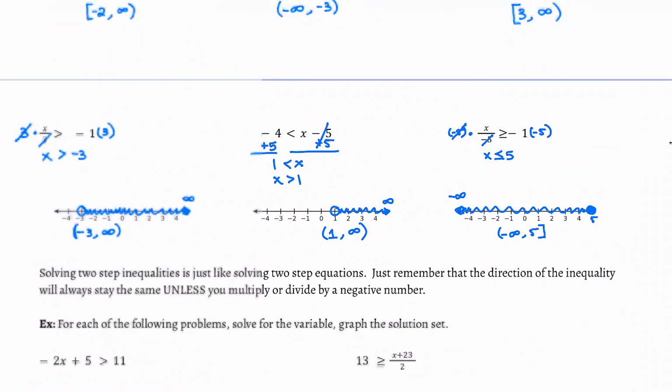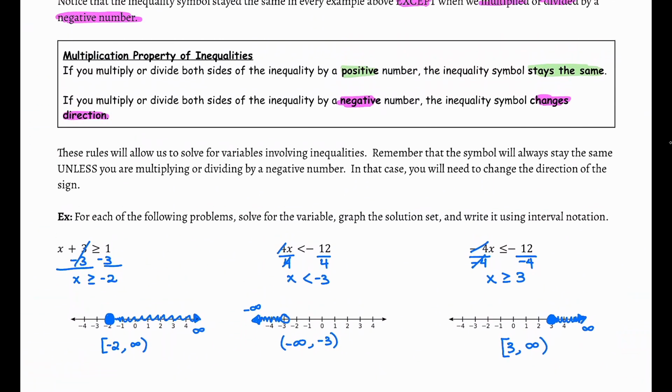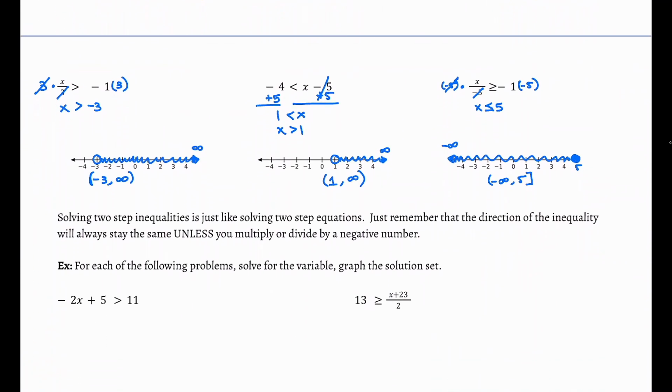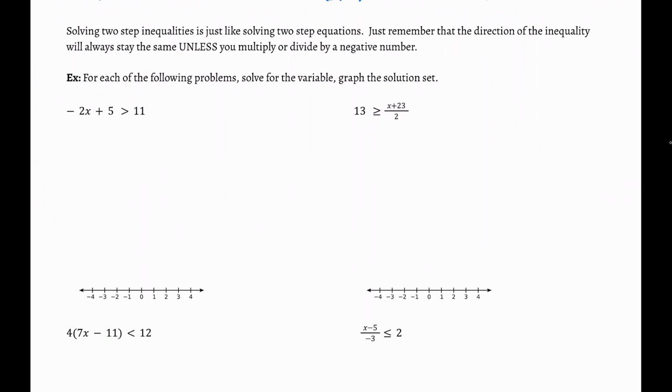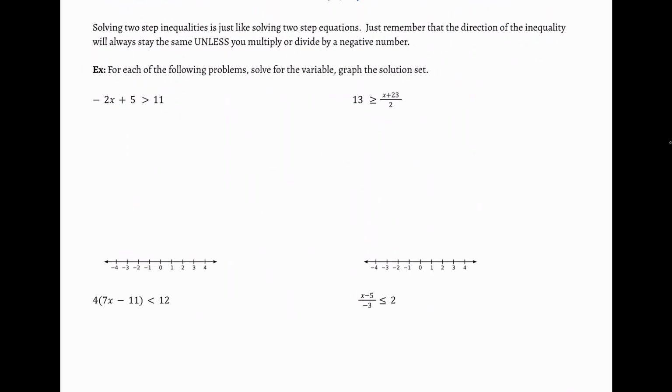All right, so that takes care of the first 6 examples, and hopefully you're okay with that. We're going to do 4 more examples, but this time we're just going to do 2-step problems.